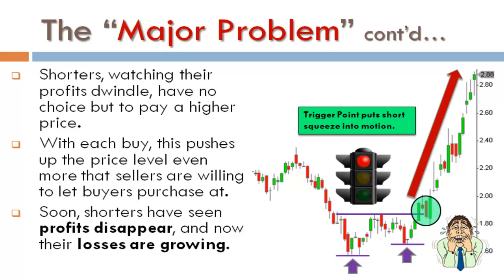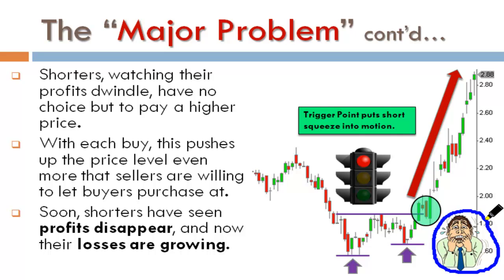So pretty soon, this goes on long enough where shorters that had profits see their profits disappear. And now it gets even worse, because with each and every tick, their losses are growing. So it's transitioned from, oh, my profits are dwindling, I don't want that to happen anymore, I'm willing to just buy back at a higher price, to now all my profits are gone. Now with each and every tick, my losses are growing. So that's where this guy enters into the formula right here.